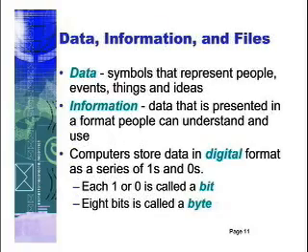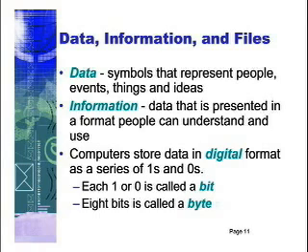In everyday conversation, people use the terms data and information interchangeably. Nevertheless, some computer professionals make a distinction between the two terms. They define data as the symbols that represent people, events, things, and ideas. Data becomes information when it's presented in a format that people can understand and use. Most computers store data in a digital format as a series of ones and zeros. Each one or zero is called a bit. 8 bits is called a byte, and is used to represent one character: a letter, number, or punctuation mark.